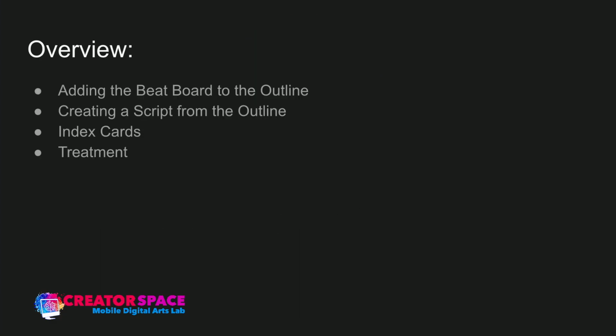So today we're going to look at adding the beat board to the outline. It's really simple. We're just dragging the beat boards into the outline. Then we're going to look at how we create a script from that outline. Again, a really simple process, and that gets us going into the script. We're going to look at the index card mode, another way that we can pre-plan and organize ourselves. And we're going to look at what's called a treatment as well. That's another format of writing, almost like writing a short story, and that's a great way to start a script as well.